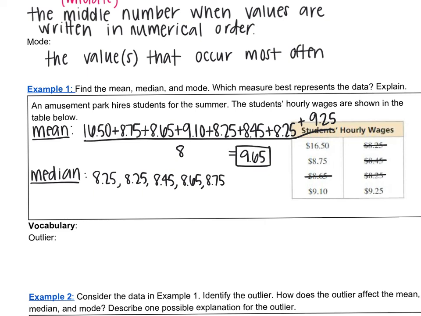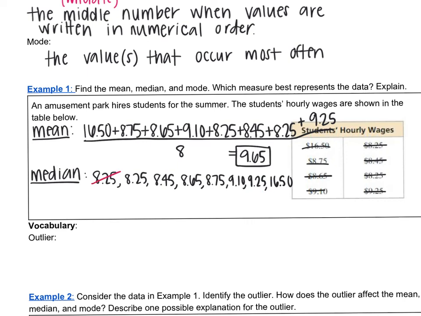875 is next. And then I've got 910 and 925. And then lastly is the 1650. So you just have to find the middle, whatever way works for you. I'm a little bit more of a visual person, so I'm actually going to physically cross off one on each end until I get to the middle.